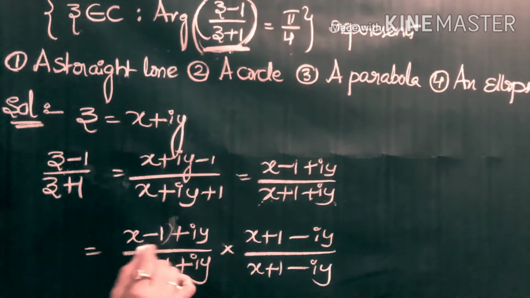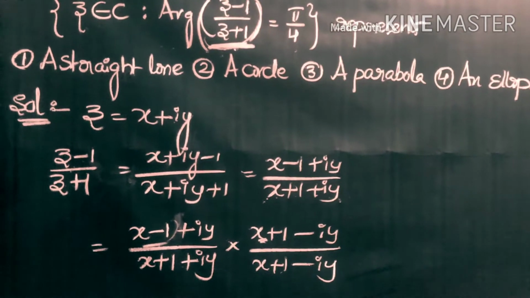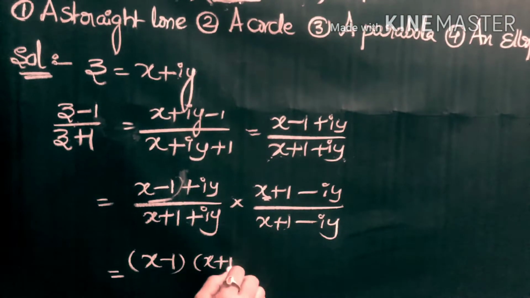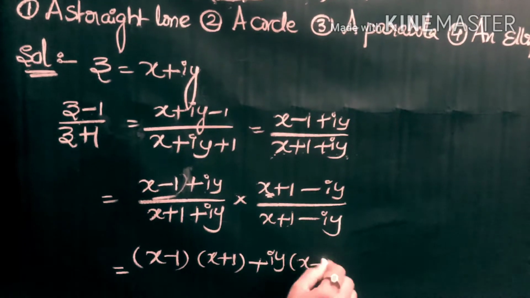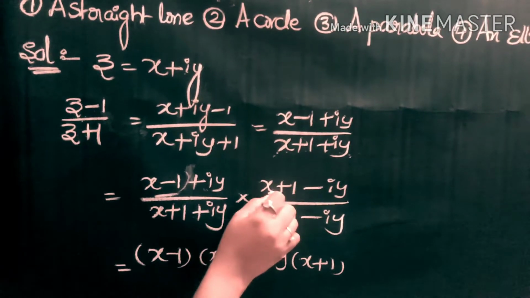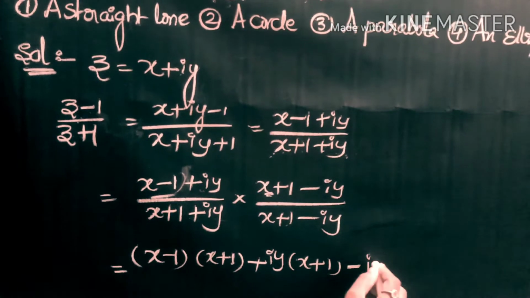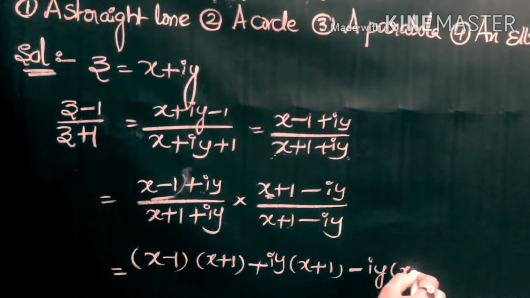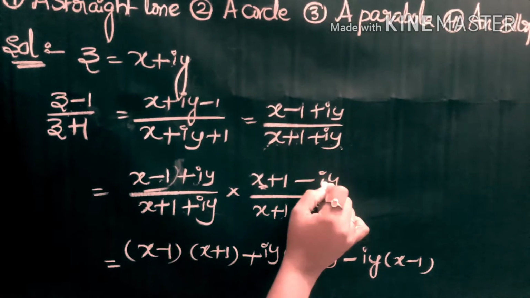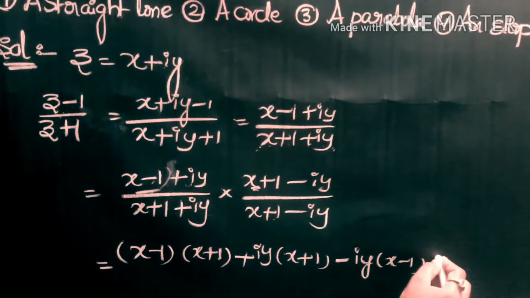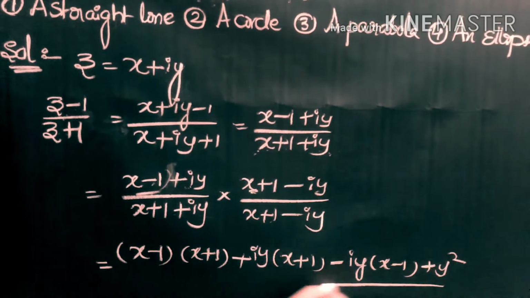Now taking the product. First value, x minus 1 into x plus 1. Next value, plus iy into x plus 1. Next value, minus iy into x minus 1. And last value, plus iy into minus iy, that is minus i square y square.